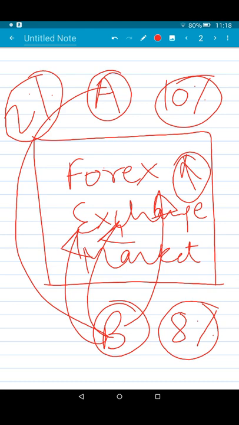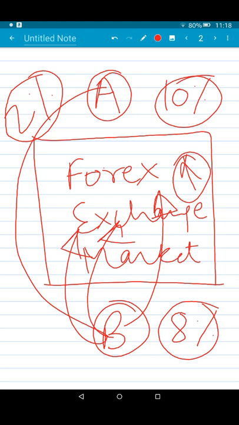When the value of the currency of country A increases, it is called appreciation. It means that the value of the currency of country A increased. It is called appreciation.